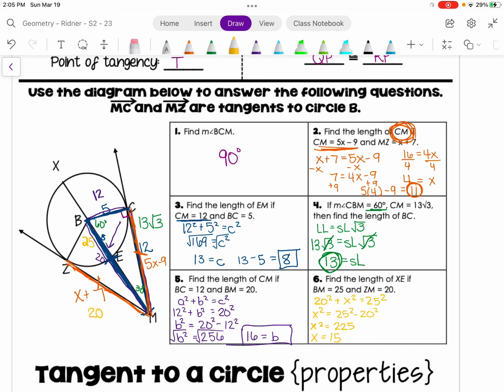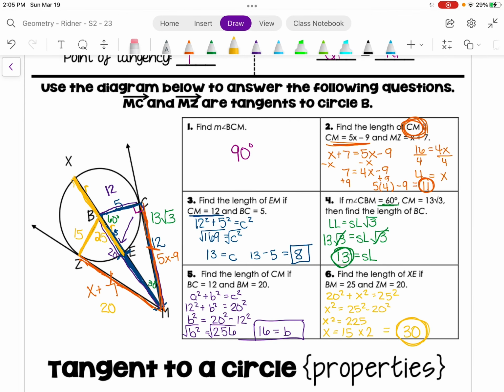So here's what that means. That means that BZ is 15. Okay. What we want is XE. Notice that is 2 radii. So it's a radius here and a radius here. So all I have to do is multiply this by 2 to get the full length of 30. All right, those are all of your examples for tangent to a circle.